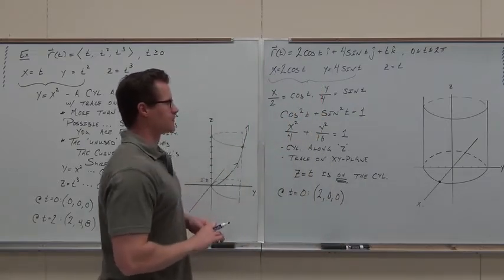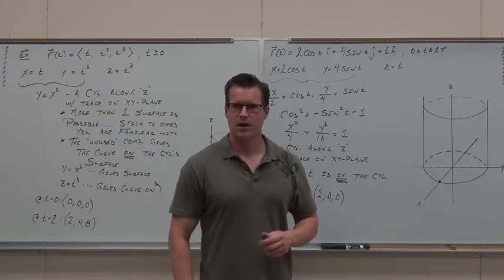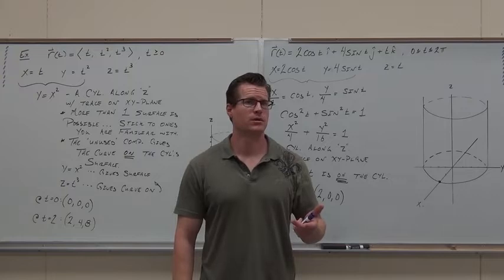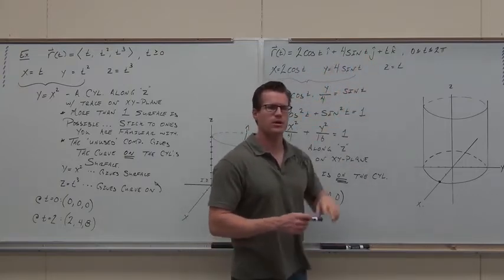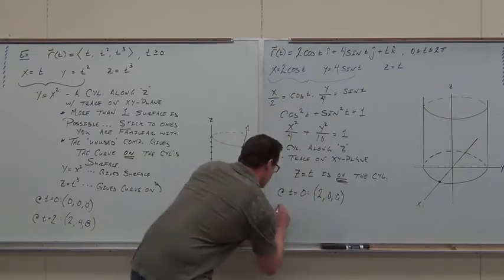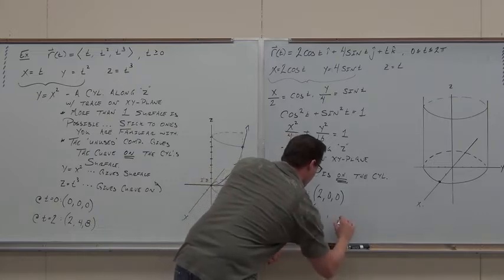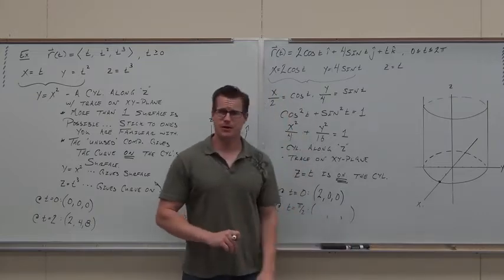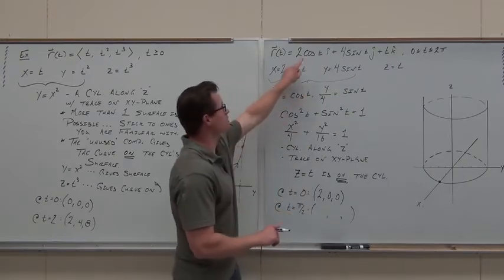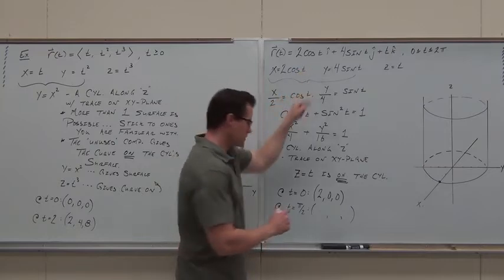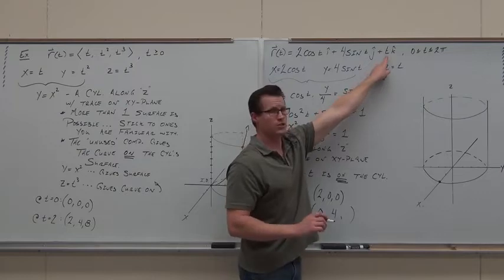Oh wow. What's the next value that you'd plug in? Don't say 2. I'd probably plug in pi over 2, because that's an important one where things do interesting things. Now the z's not going to be very nice, but the x and the y are going to be very nice. Let's plug in pi over 2 and see what happens. Cosine of pi over 2 is 0. Sine of pi over 2 is 1. And z is pi over 2.